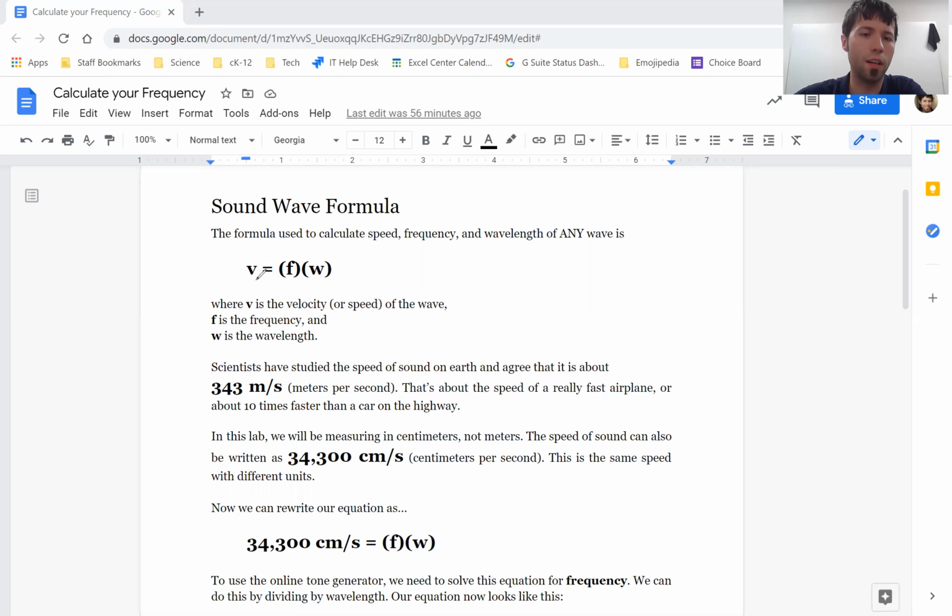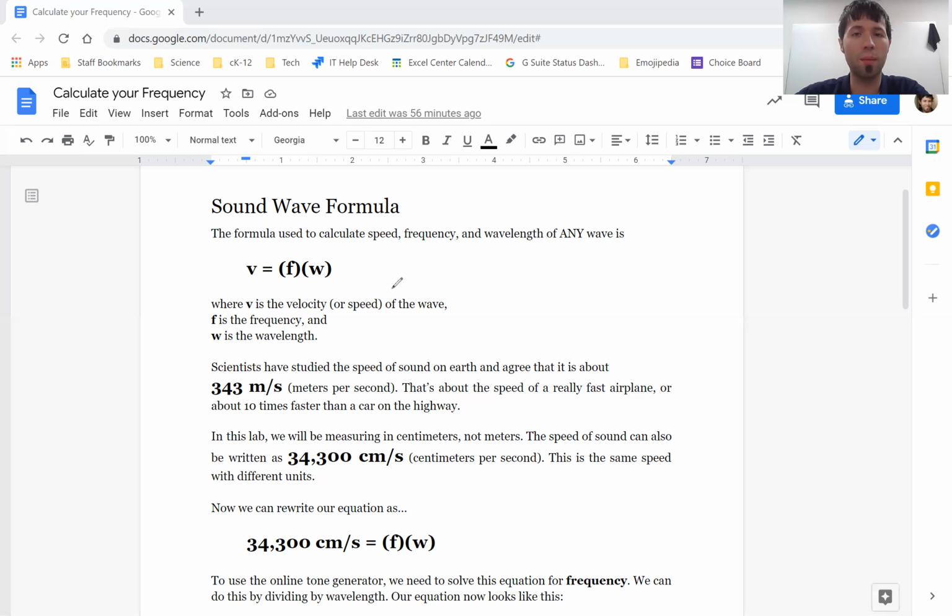So the formula goes like this. The velocity of a wave equals its frequency times its wavelength. So remember, its frequency tells you how many times a wavelength passes a certain point, and the wavelength is the distance from crest to crest. We're talking about sound waves here, so it's more like the distance between compression to compression or decompression to decompression. If you don't know what I'm talking about, you can go back to the first day of sound waves and look at the video from Bozeman Science. So that's our formula, velocity equals frequency times wavelength.